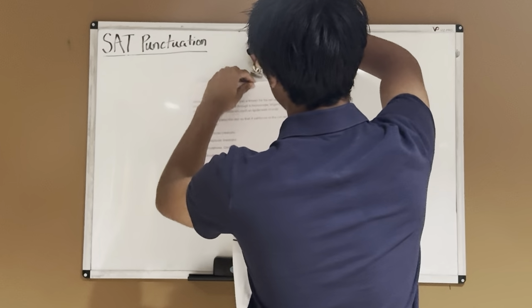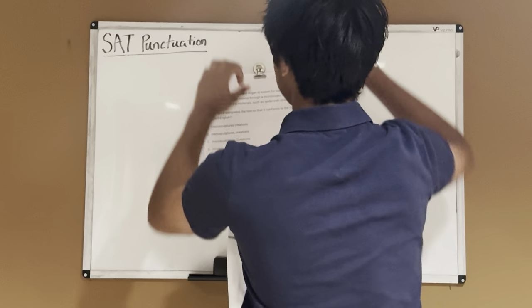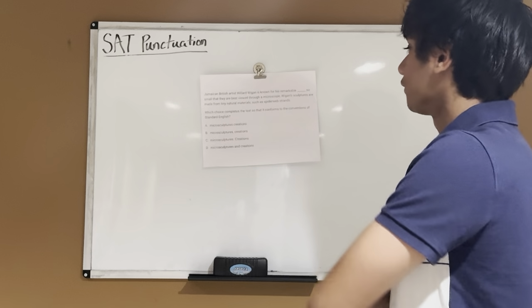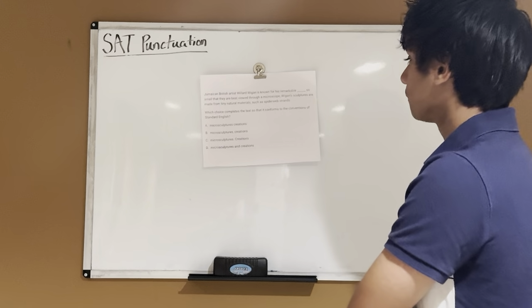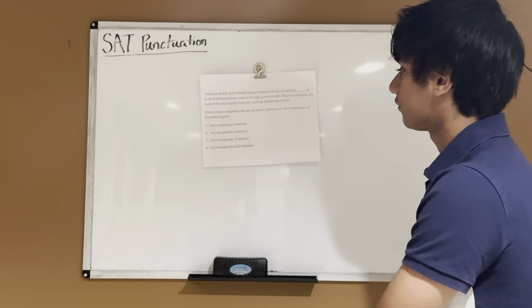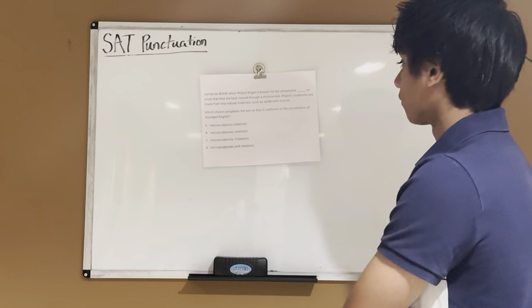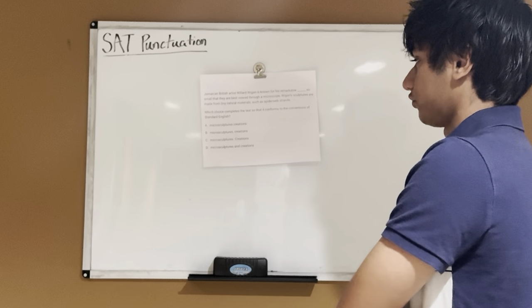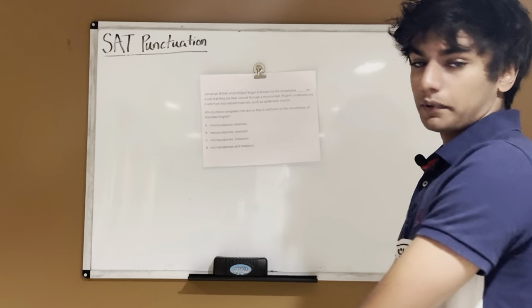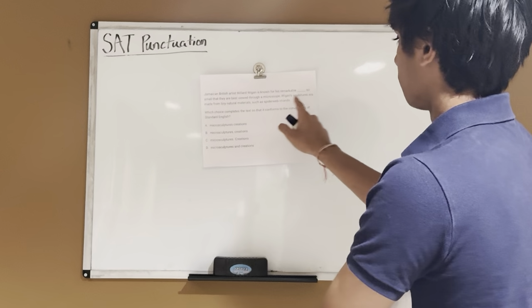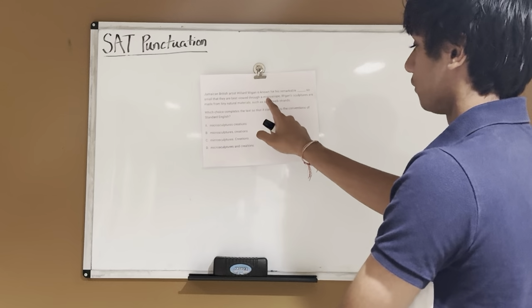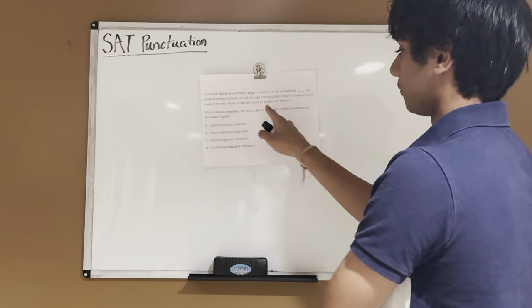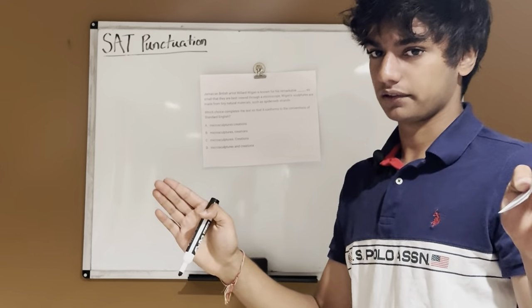Oh wow, I'm really struggling with this, huh? Okay, here you go. Jamaican British artist Willard Wiggin is known for his remarkable blank, so small that they are best viewed through a microscope. Wiggin's sculptures are made from tiny natural materials such as spider web strands. So by reading the sentence, I can already tell that this part here is so small that they are best viewed through a microscope. Wiggin's sculptures are made from tiny natural materials, or as a independent clause.